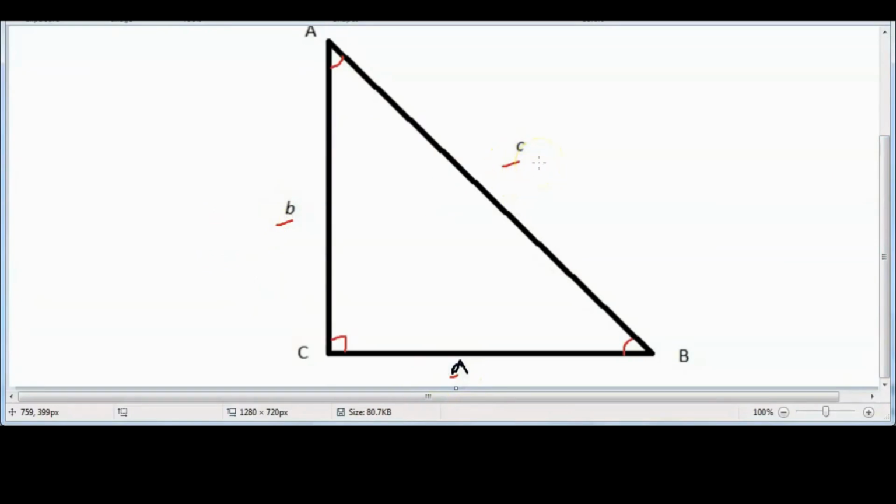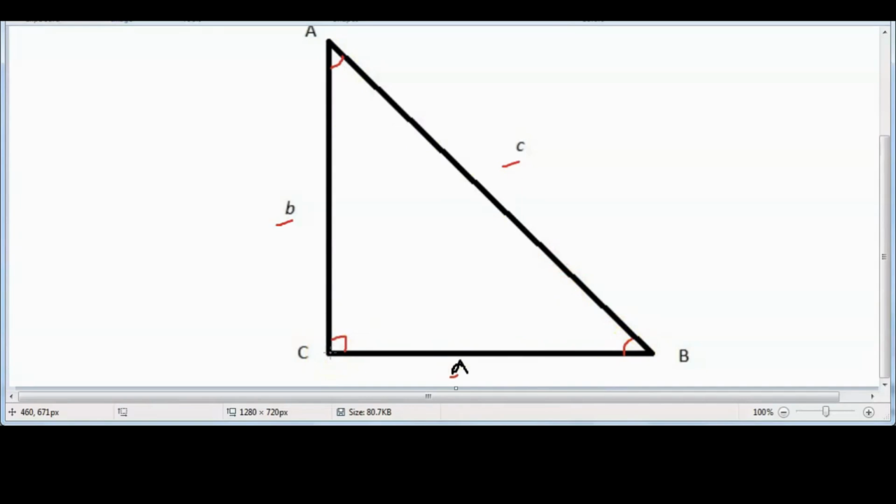a, b, c. The angles of the triangle can be represented by uppercase letters. This is angle A, angle B, angle C. The angles occur at the vertices of the lines, where the lines are joined. A, B, C.